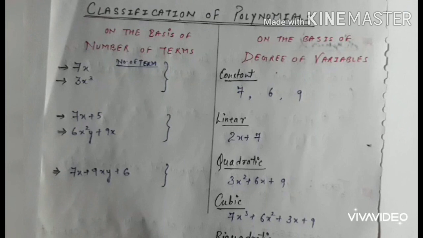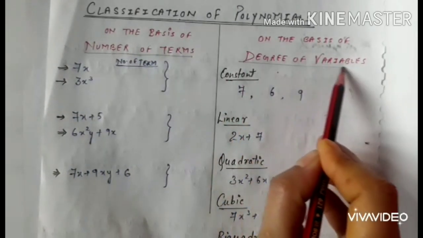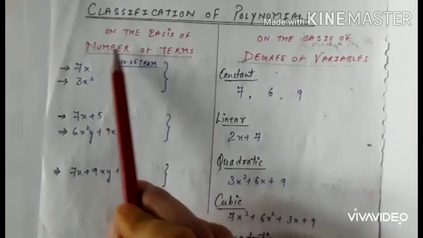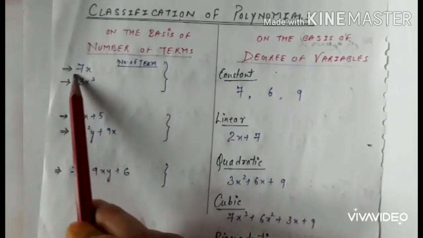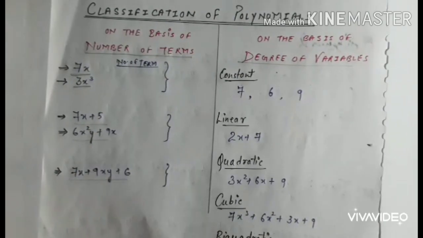This is the classification of polynomials. Earlier we have studied the degree of the polynomial. Now next is the classification of polynomials. We categorize polynomials according to their characteristics. So the first thing is on the basis of their number of terms. The second one is on the basis of their degree of variable. So firstly, on the basis of number of terms. So tell me, this is your first polynomial, this is second, this is your first polynomial. You can take any other example also.